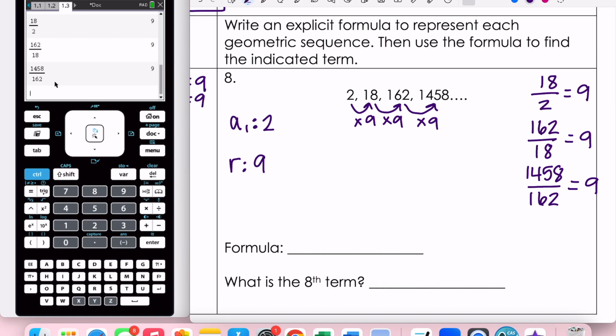Writing this out as a formula, we end up with a sub n equals a sub 1, which is 2, times our common ratio, which is 9, raised to the power of n minus 1. So that is actually going to be our formula here.